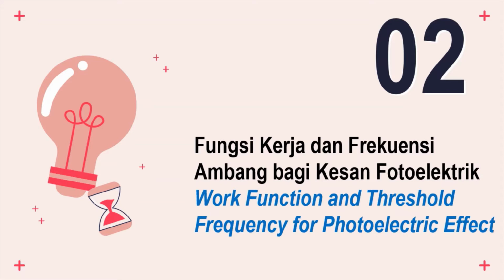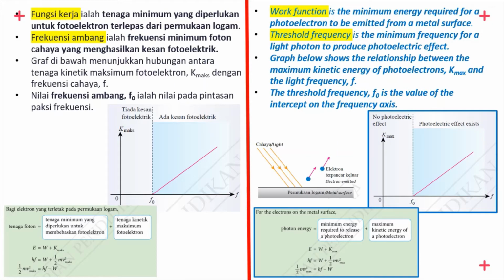We continue to learn about work function and threshold frequency for photoelectric effect. Here comes the definition for work function W. Work function is the minimum energy required for a photoelectron to be emitted from a metal surface. We learn about threshold frequency. That is the minimum frequency for a light photon to produce photoelectric effect.